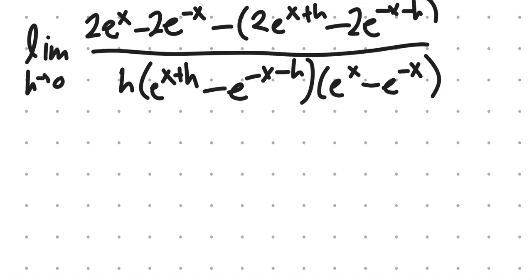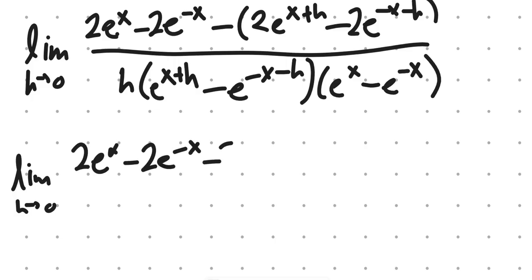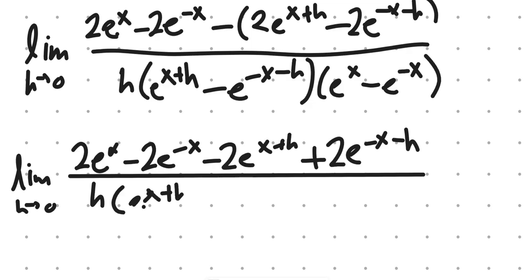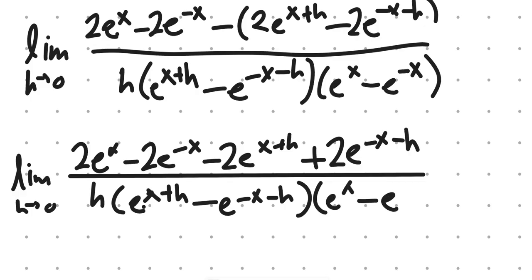Now we're just going to distribute the negative sign in front of our parentheses. So we get the limit as h approaches 0 of 2e to the x minus 2e to the negative x minus 2e to the x plus h plus 2e to the negative x minus h, and the whole thing over h times e to the x plus h minus e to the negative x minus h, times e to the x minus e to the negative x.